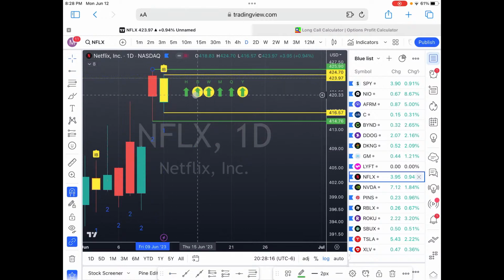Time frame continuity. Go check out the video I've got on it. It's in the beginners playlist tools. It's in a couple playlists. How to trade without indicators is the other playlist it's in. So, inside bar on Netflix. This is a nice setup as well. 424.70 for calls, 416.57 for puts.